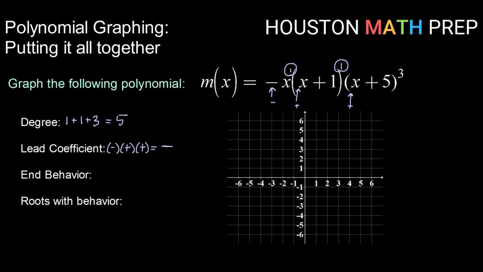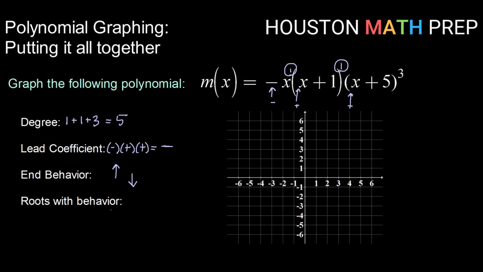For end behavior, I put those two items together. With a negative lead coefficient, I know that that tells me at the right, I'm going to be pointing down. With opposite behavior, because of this odd degree, that means on the left, I'm going to be pointing up. So I have this up-down end behavior.